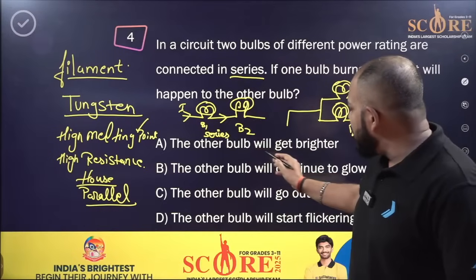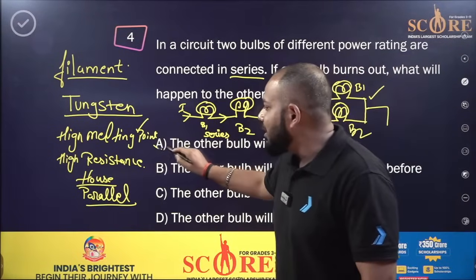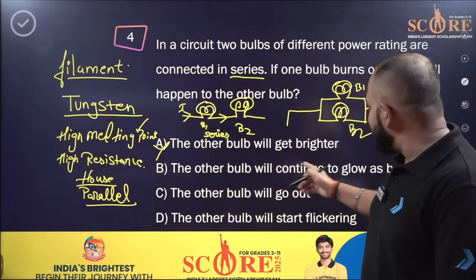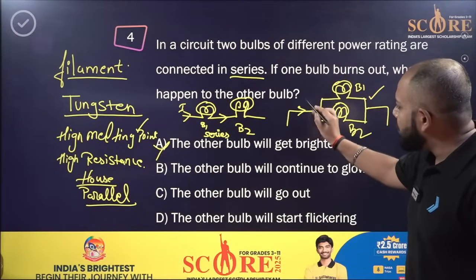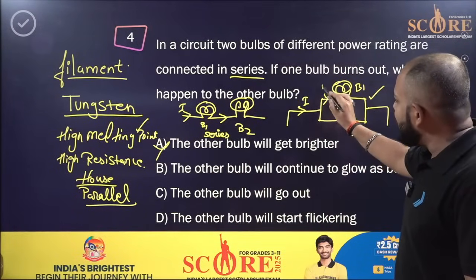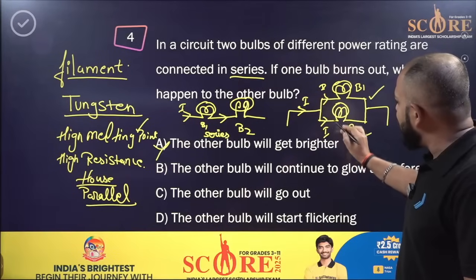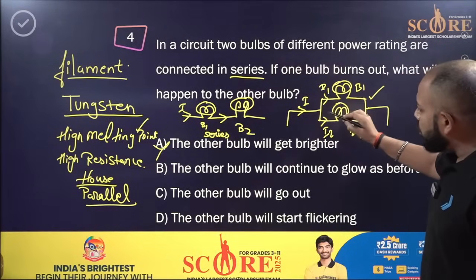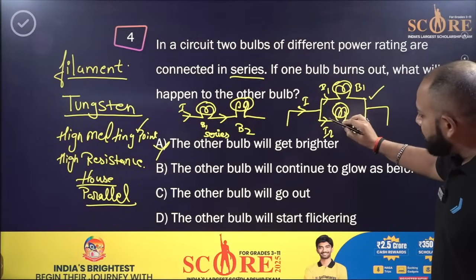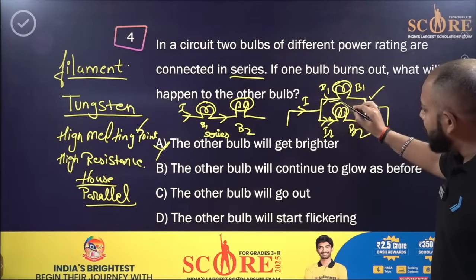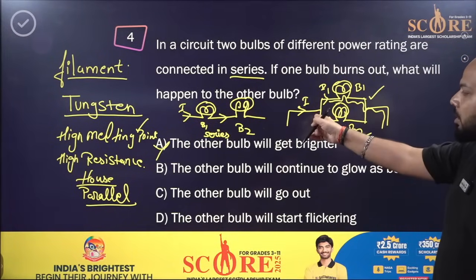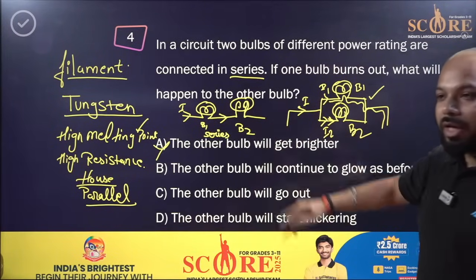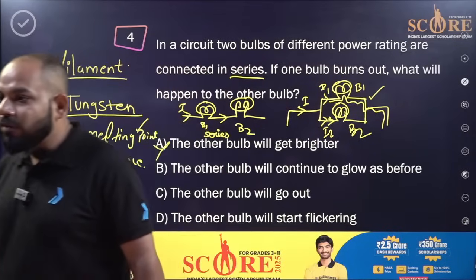Okay, so the other bulb will get brighter? No, obviously the current will simply not flow. The other bulb will continue to glow as before? No. If it is in parallel, see, if the current goes like this in this one, and here it goes like this, like I1 and I2. So if this bulb burns out, for example, current won't pass from here, but this current keeps on going from here and keeps on coming from here. So this will work, but that condition won't work.